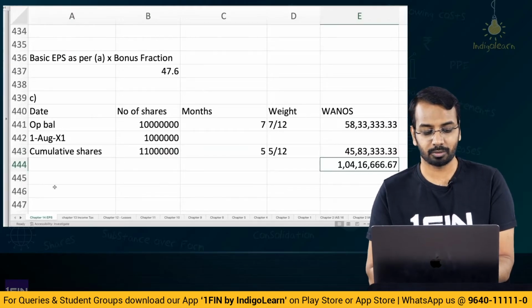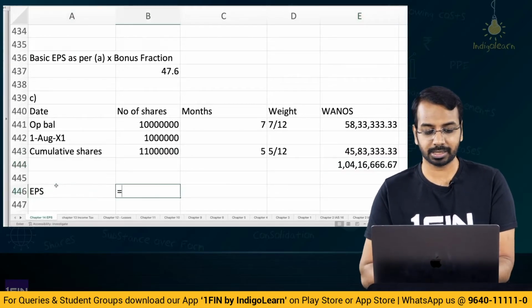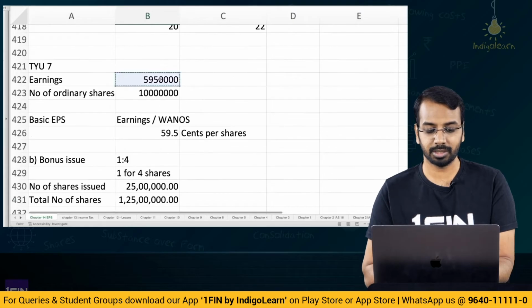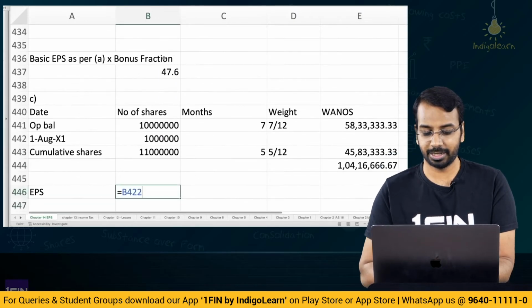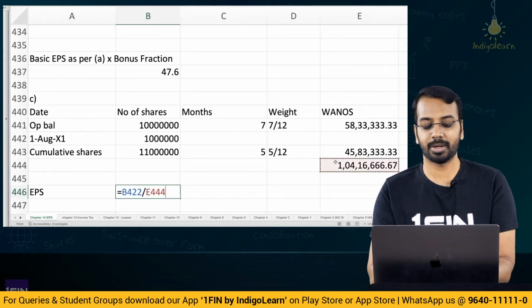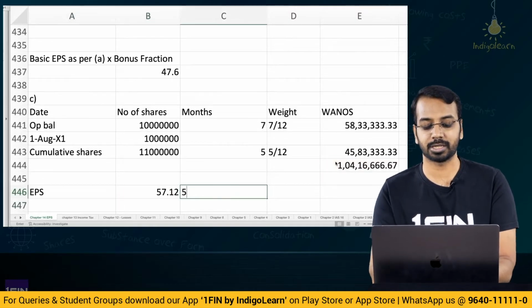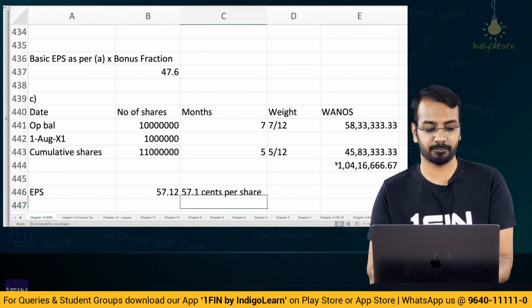Right. So what is the EPS? Earnings, again this number divided by number of shares multiplied by 100, you get 57.12, that is 57.1 cents per share.